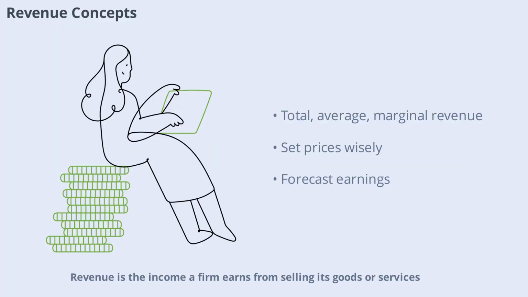Revenue is the income a firm earns from selling its goods or services. Key concepts include total revenue, average revenue, and marginal revenue. Understanding these helps firms set prices and forecast earnings. By analyzing revenue alongside costs, businesses can make informed decisions about production and expansion.